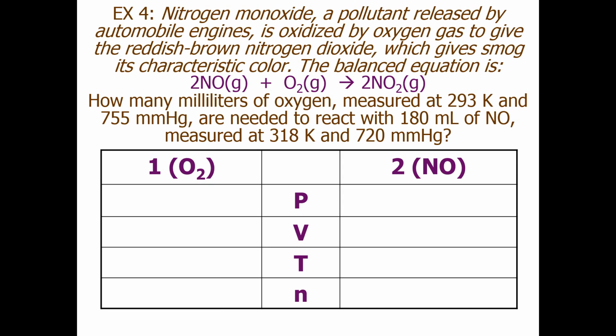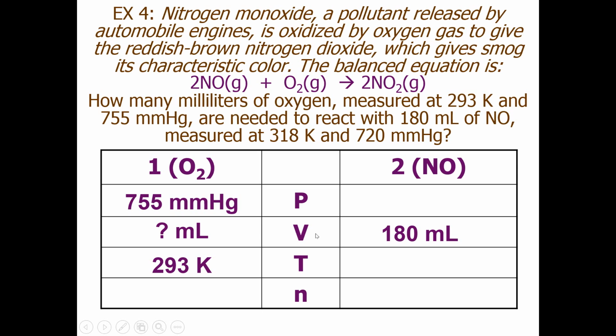So with this problem, we can just go ahead and plug in our numbers like normal. We have our oxygen. We're trying to figure out V1, with units of milliliters. We have a temperature of 293 K. Good thing it's already in Kelvin, no adding or subtracting involved. And we have a pressure of 755 mmHg. These are all descriptions of oxygen. In terms of nitrogen monoxide, I see 180 milliliters, measured at 318 K, and we have a pressure of 720 mmHg.